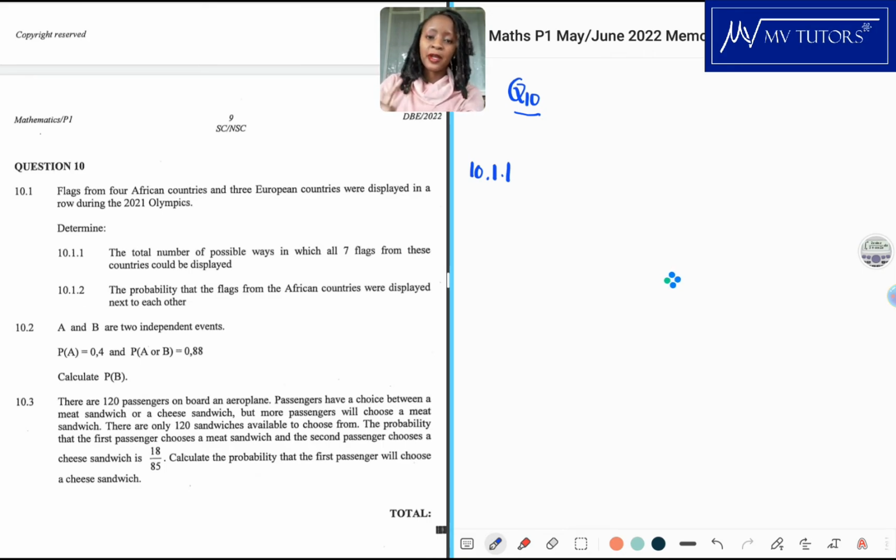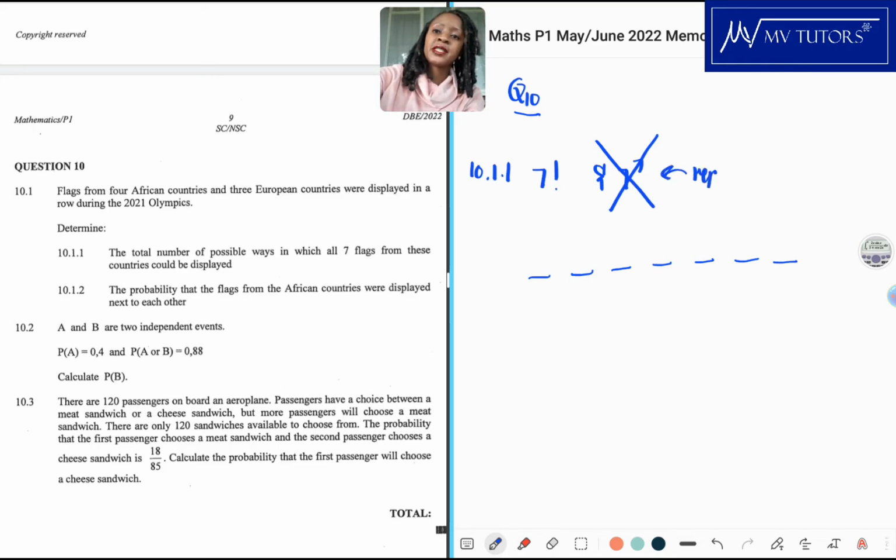I'm going to ask you, between 7 factorial and 7 to the power 7, which one would we go with? Well, there are 7 options available, and you can't have repetition because there's only one flag. Let's say from the 4 African countries, you only have a certain country, you can only use that one flag. So 7 to the power 7 will not be an option, because that is when you consider repetition.